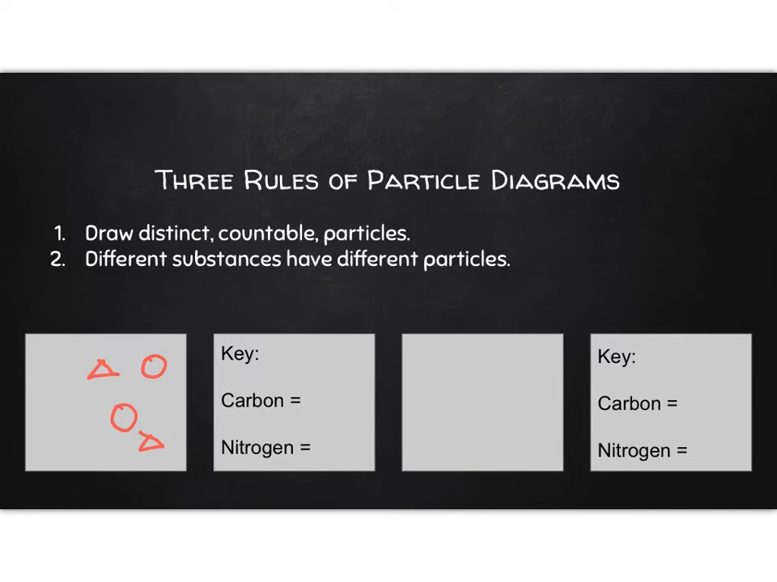When I do this, it is important to also draw a key for the interpreter of the particle diagram to differentiate between particles. So carbon is circles and nitrogen is triangles. If I want to keep the same shape, I could just change the color. So I could draw blue particles for carbon, and I could draw green particles for nitrogen. And again, I need to update my key.